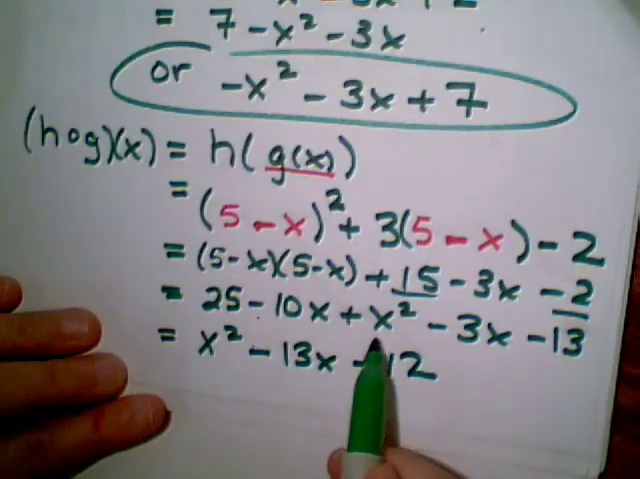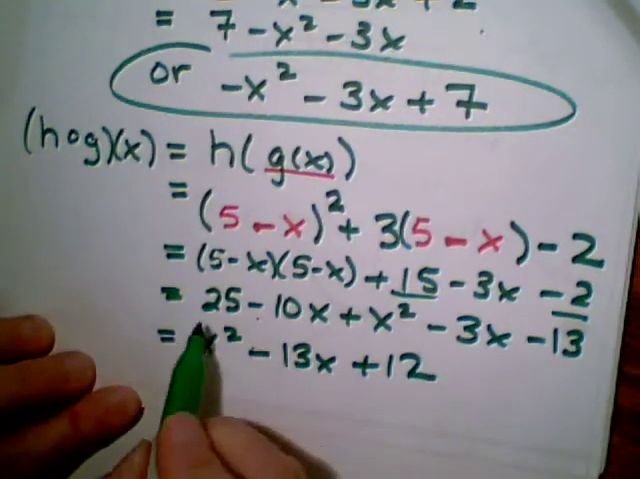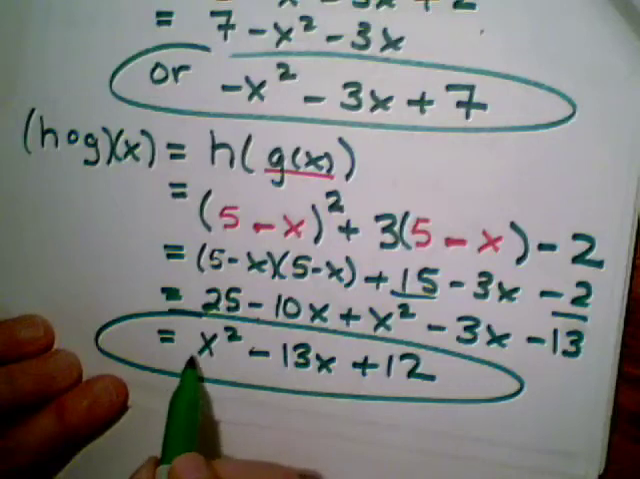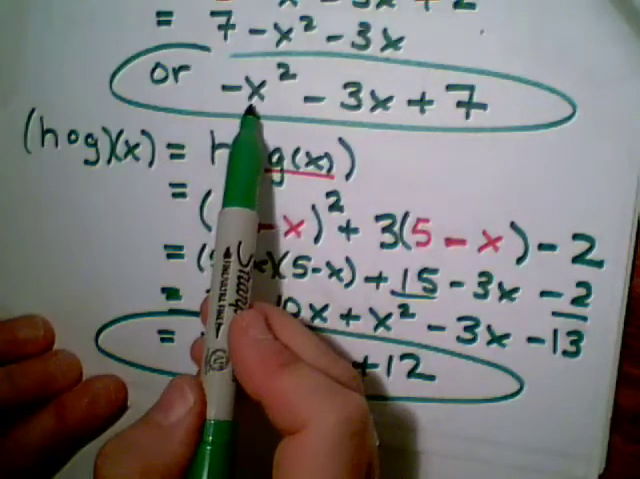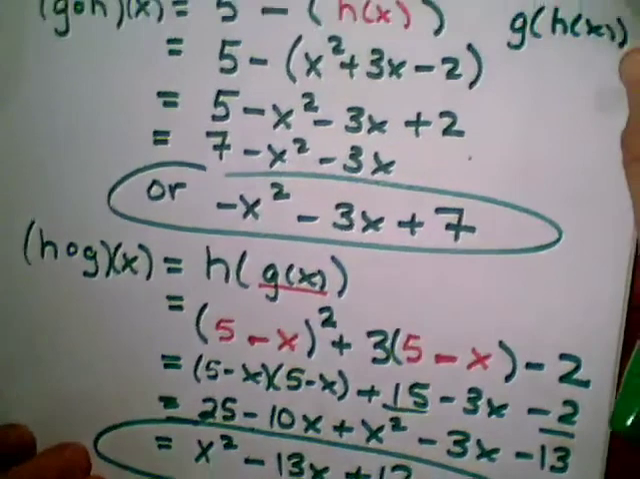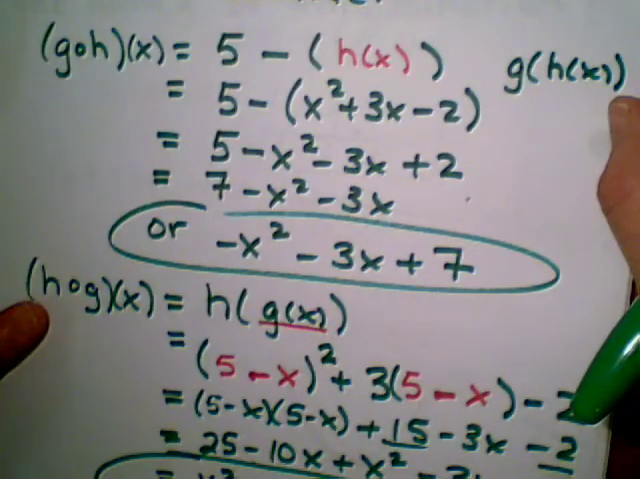Okay. And clearly, this parabola, this quadratic function with the leading term 1x squared, is very different than our earlier quadratic, opposite x squared. And we have demonstrated pretty clearly that g composed with h is different than h composed with g.